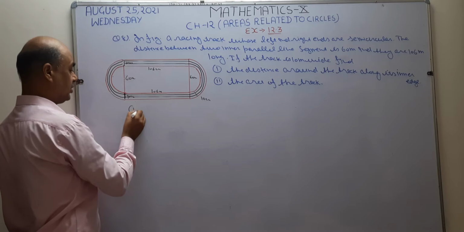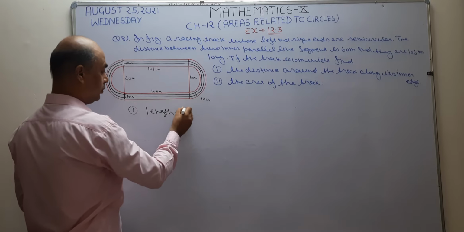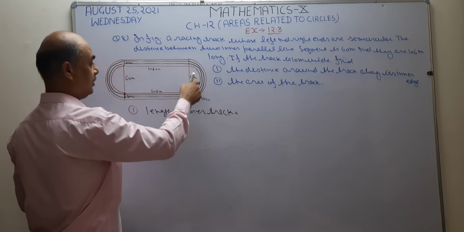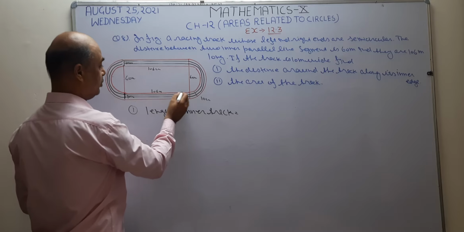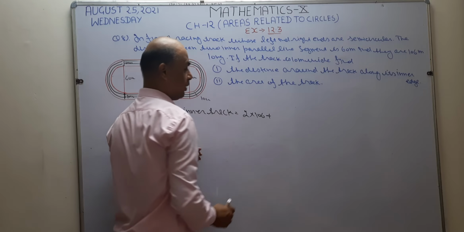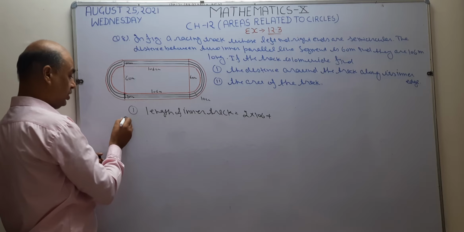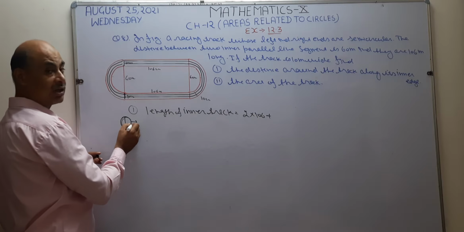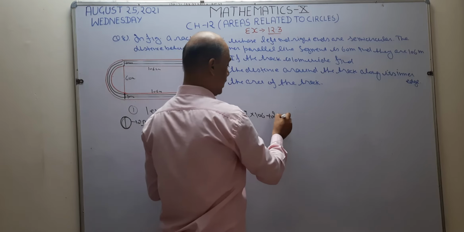Okay, so right here in the first case, length of inner track. Now this is your inner track. The length of this track is 106 meter, and the length of this track is 106 meter. Right here, 2 into 106, plus this semicircular end and this semicircular end. When you join these two semicircular ends, this becomes a circle. It means you are going to find the circumference of the circle. The formula is 2 pi r. So add 2 pi r.